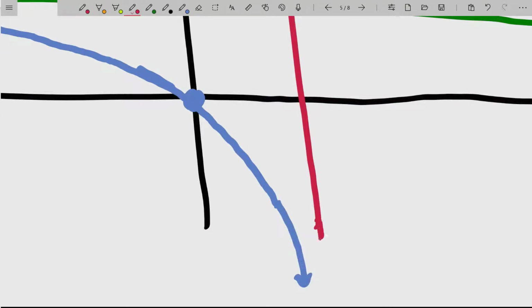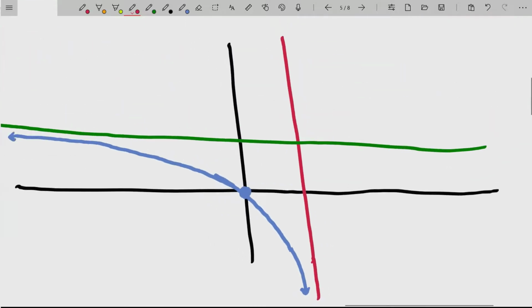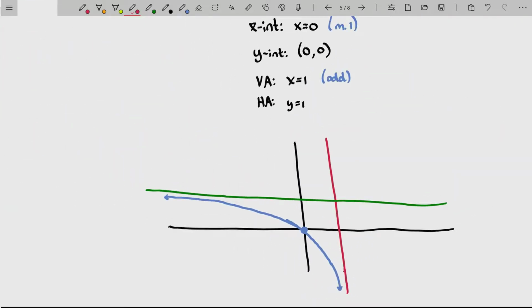And let me go ahead and draw that a little deeper. And then remember, the vertical asymptote is multiplicity odd. So the behavior on the left side is opposite the behavior on the right. So there we go. That's the graph of the rational function. Again, to review that, please watch my videos.